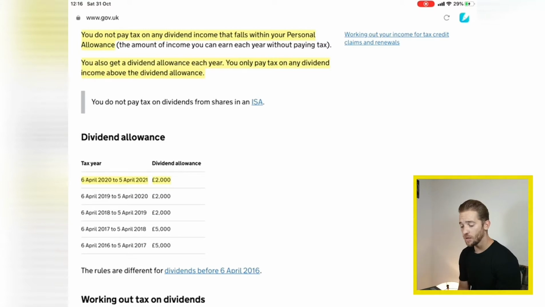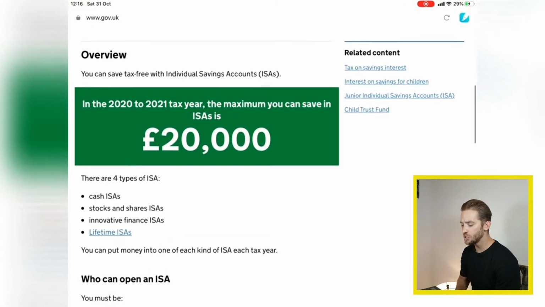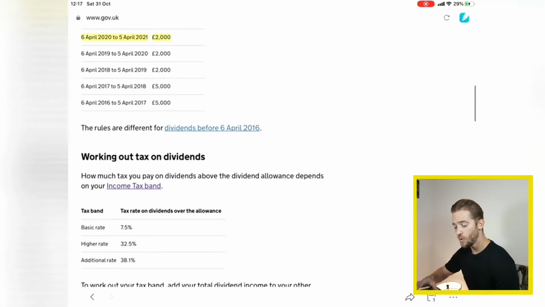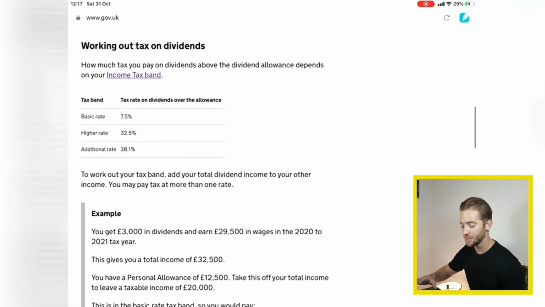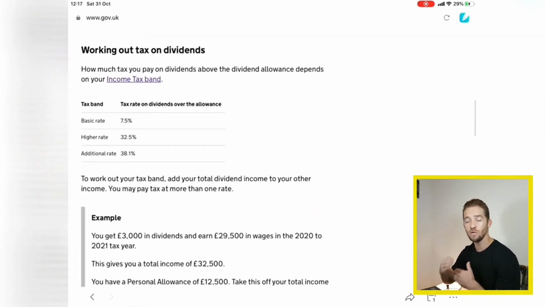And then it has a quick one-liner to say you do not pay tax on dividends from shares held in an ISA. I'm actually going to post a separate video about ISAs, when you should be using them, when it's not really effective, and who they work best for. But just know that at the moment, the ISA allowance is £20,000. And then it shows you how much tax you'll actually pay once you've utilised both of those allowances. So first of all, you've got your £2,000 dividend allowance.